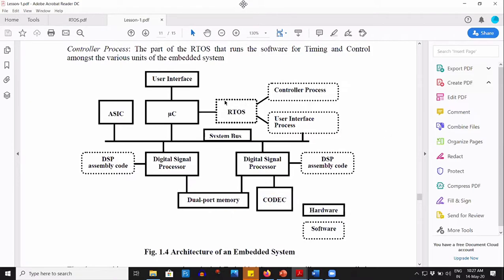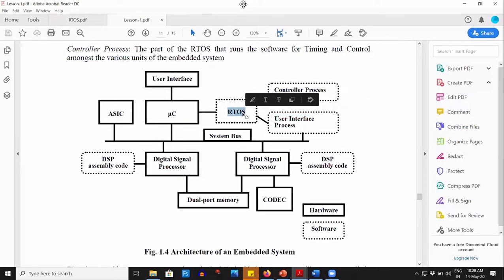Very important, RTOS. See, real-time operating system, which we have done in the last unit, that is RTOS, processes, tasks. Just introduction, that is real-time operating system. But the real-time operating system is assisted by two things. One is control process and one is user interface process. These two things are helping this RTOS.